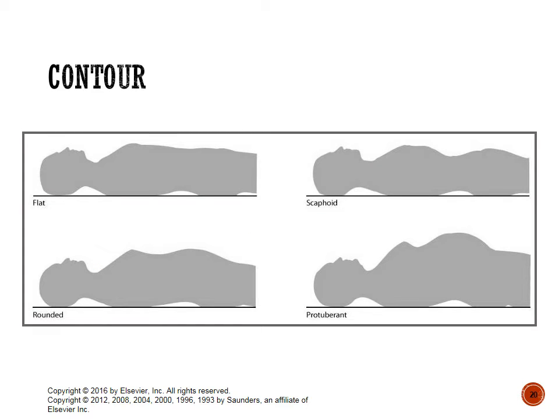So this is the contour that I was talking about, and it's basically how does the abdomen look between the pubis and the bottom of the ribs. Is it flat? Is it scaphoid, where it drops down? Is it rounded? Or is it protuberant, where it really pooches out much further?